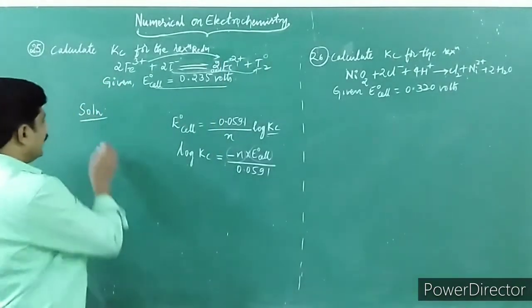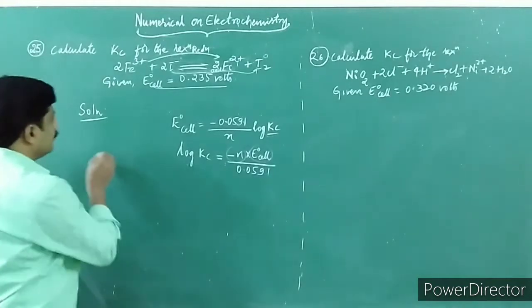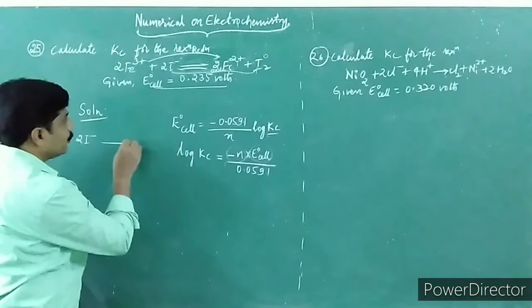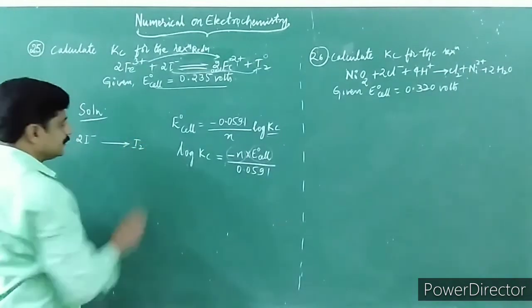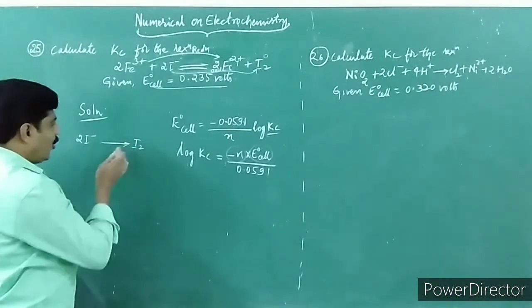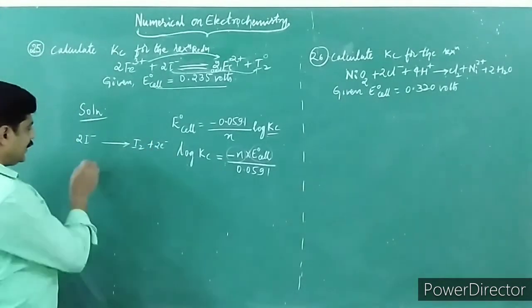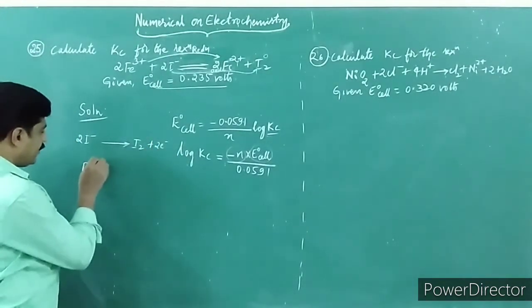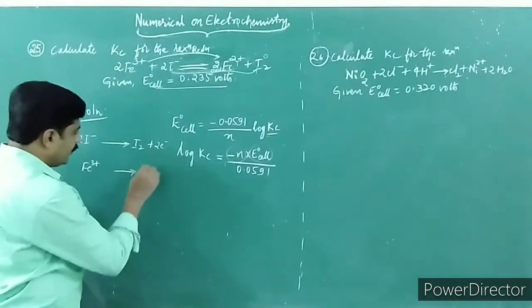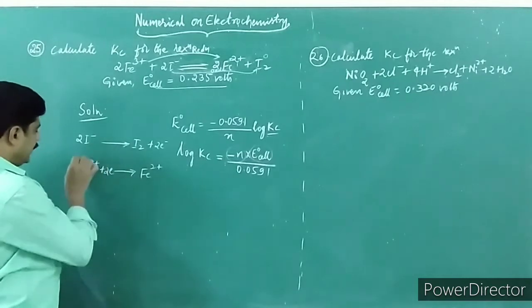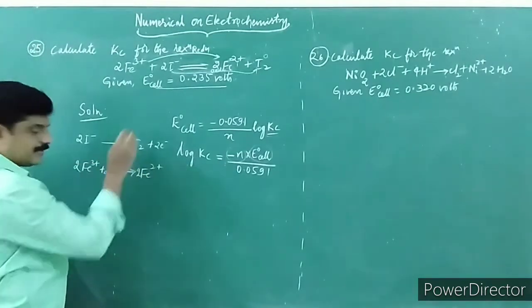Children, look at here. Let me take up only one. 2I⁻ is getting converted into I2. Is it not? How many electrons it has to lose? It has to lose 2 electrons. And look at here, Fe³⁺ ions is getting converted to Fe²⁺ ions by taking 2 moles of electrons.